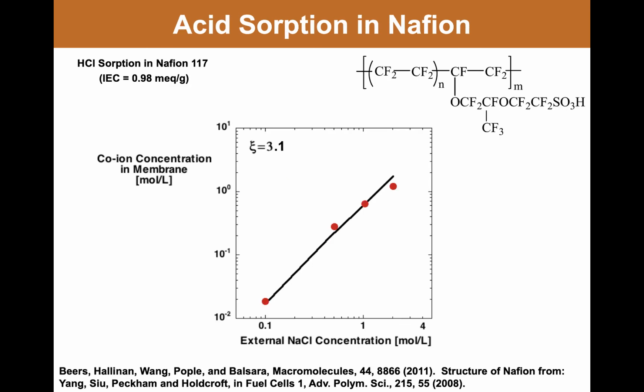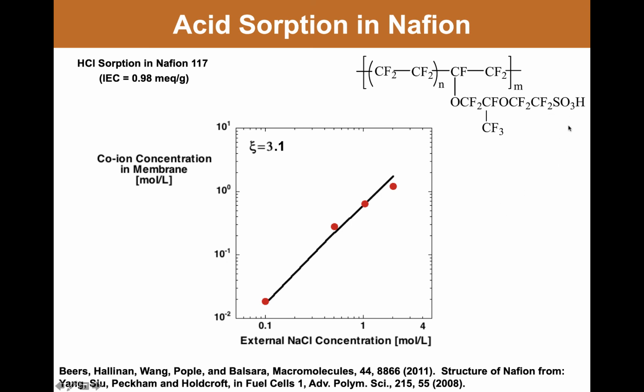Now, to understand if this model has validity or generality, we compare it here to data in the literature for acid sorption, HCl sorption into Nafion. Nafion is an ionomer that has sulfonic acid groups, and it's been widely studied as a fuel cell membrane. Now, as a result of its importance in fuel cells, there have been very careful experimental studies of the dielectric properties of Nafion, as well as the distribution of fixed charge groups in the material.